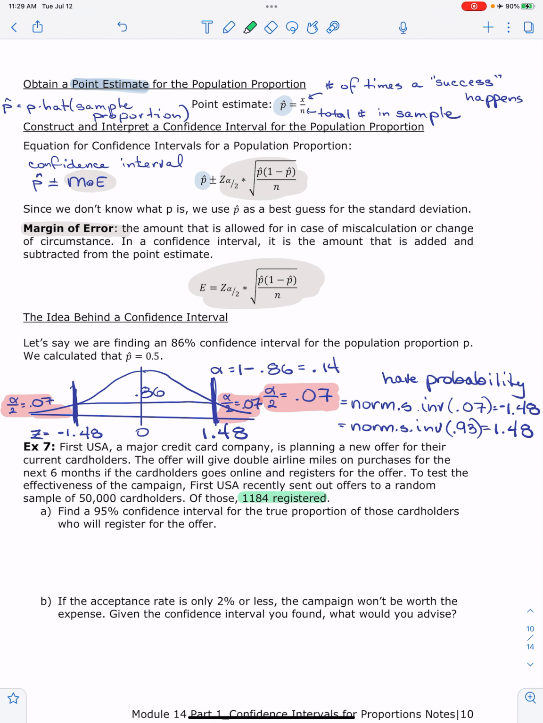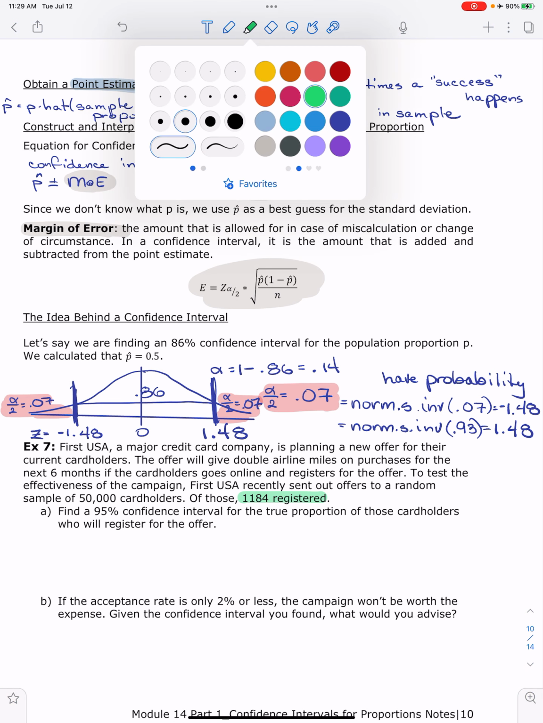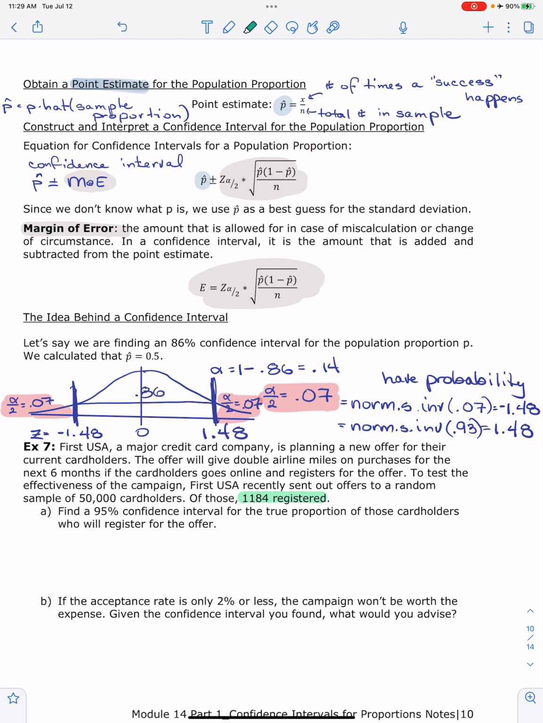We've got 1,184 out of our sample of 50,000. So our p hat is 1184 divided by 50,000, which gave us a return rate of 0.02368.